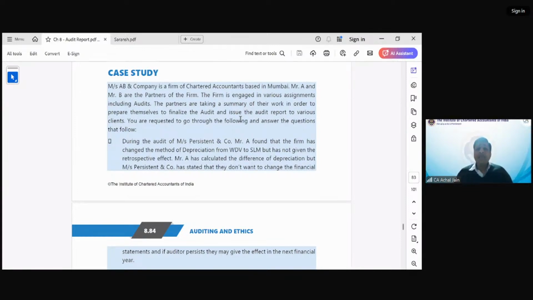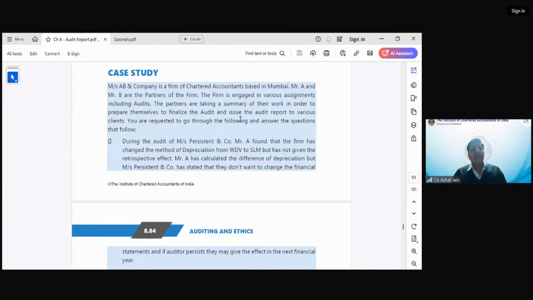A has calculated the difference of depreciation, but Persistent and Company has stated that they don't want to change the financial statements. And if the auditor persists, they may give the effect in the next financial year. Okay. So it appears there is an error and the auditor is insisting to adjust that. Client doesn't want to change that in the current year.